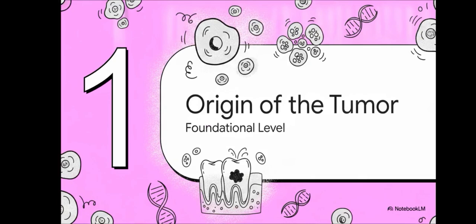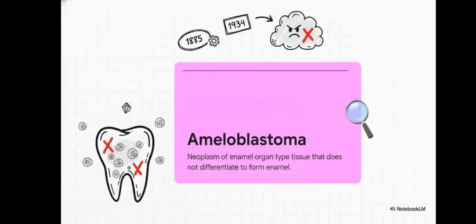All right, Section 1, the origin of the tumor. By definition, an ameloblastoma is a true neoplasm, a tumor originating from enamel organ-type tissue. But here is the fascinating catch. It never actually undergoes differentiation to the point of forming any hard enamel itself. Fun fact, they originally coined the term adamantinoma back in 1885, implying hard tissue formation, but since there isn't any, it got corrected to ameloblastoma in 1934. It's literally a tumor of enamel-making cells that stubbornly refuses to make enamel.